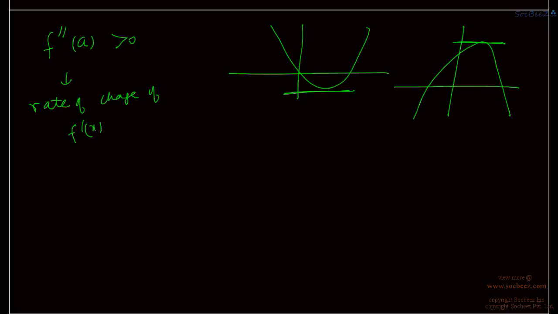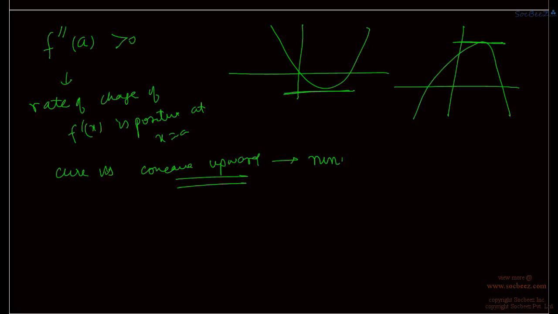The rate of change of f dash x is positive at x is equal to a, which means that the curve is concave upward. Okay, concave upward means minimum at x is equal to a, right?